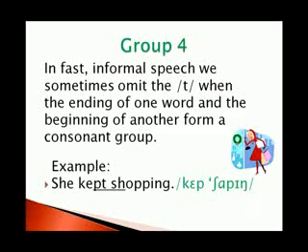Group 4. In fast and formal speech, we sometimes omit the T when the ending of one word and the beginning of another form a consonant group. For example, she kept shopping. Now in careful speech, you would hear the T: she kept shopping. But in fast and formal speech, we drop the T in that consonant group. The consonant group is P, T, Sh. She kept shopping.